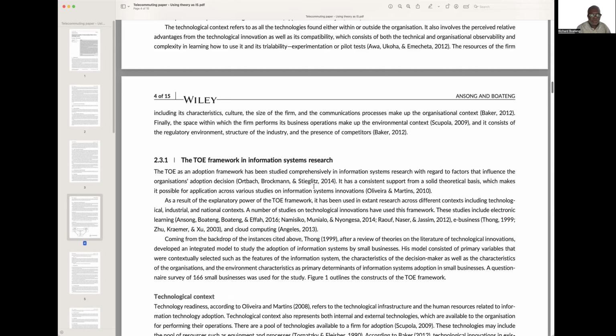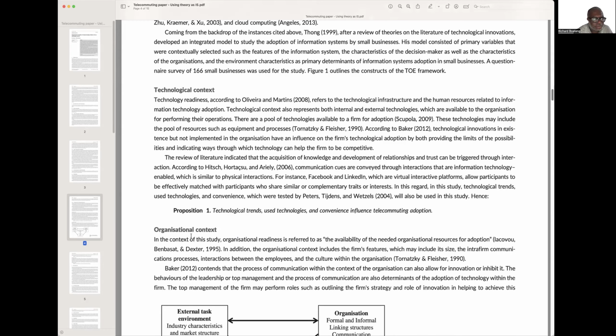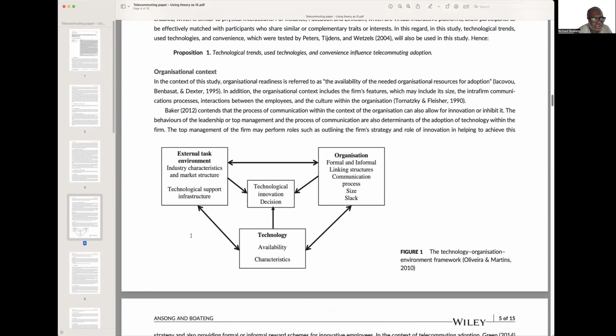A questionnaire survey of 116 businesses was used for the study. Figure one outlines the constructs of the TOE framework. Okay, so it shows you how the TOE framework was actually conceptualized. Now it talks about the technological context, and it talks about the organizational context.